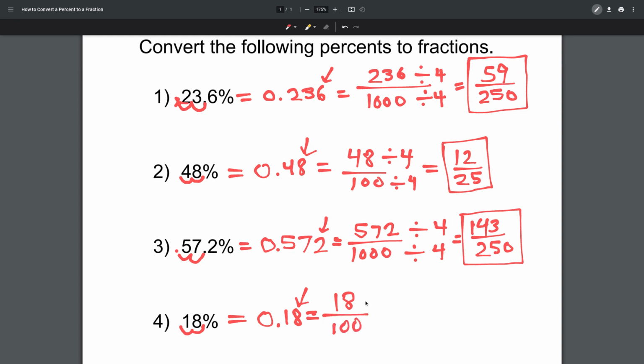These are both even numbers, so I'll start by dividing by 2 from both the top and the bottom. And I get 9 over 50. Now 9 is divisible by 1, 3, and 9. 50 is not divisible by 3 or 9, so we're going to leave it as 9 over 50. And that's all there is to it.